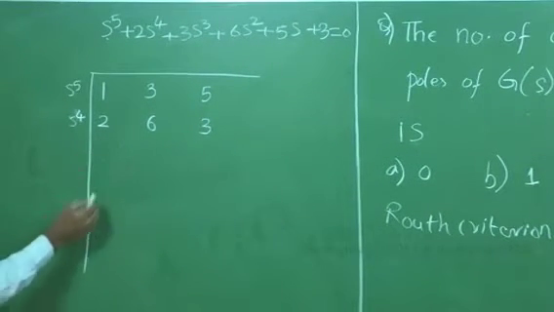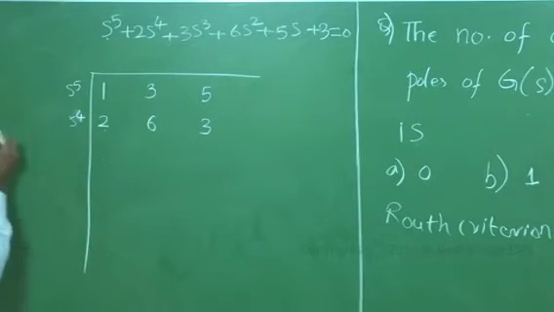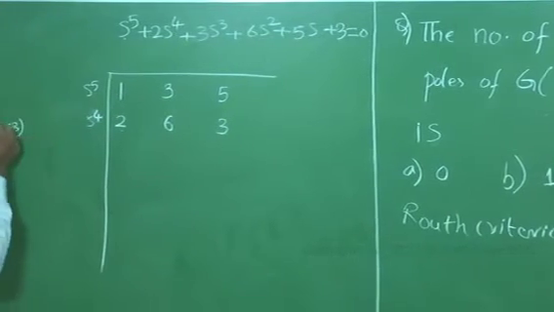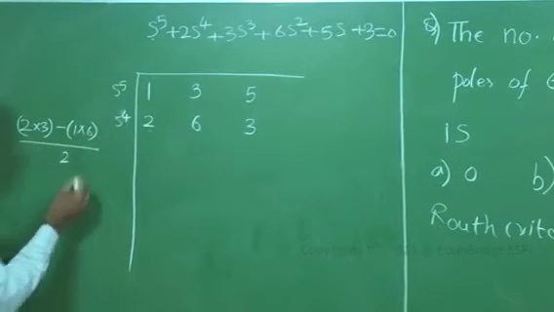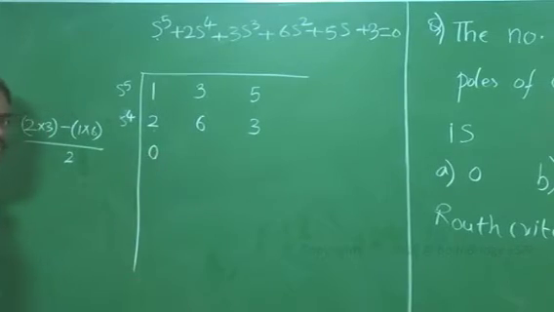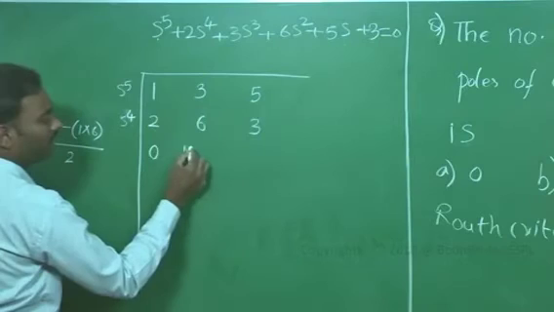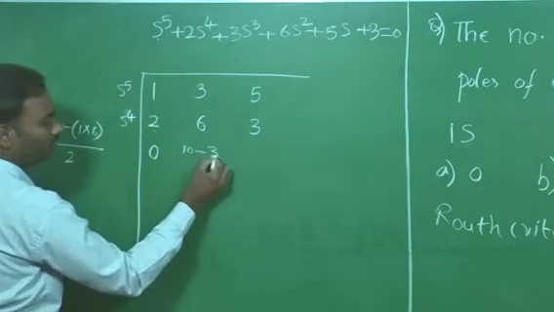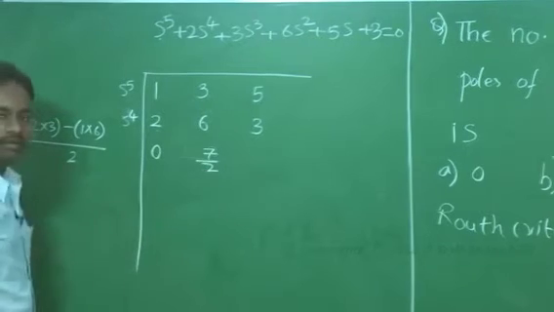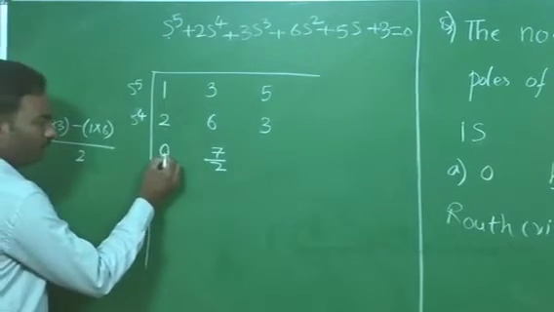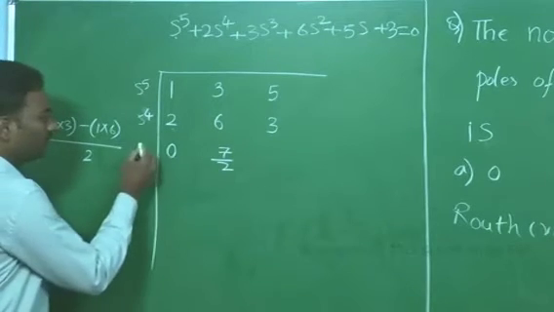The next element of the row is (2 into 3 minus 1 into 6) divided by 2. This we get as 0. The next element is (2 into 5, 10, minus 1 into 3, 3) divided by 2. We can write it as 7 by 2. We can observe that the first element of this row is 0, so it is not possible to proceed further.